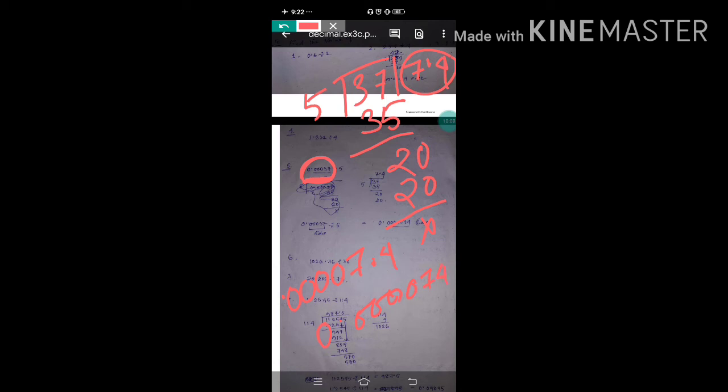7 4. Previously one decimal, by dividing you have got one decimal place. The question is given in 5 decimal places, so from this decimal place you have to count 5. So that means ultimately your answer will be 6 decimal places, 0.00074. Okay.